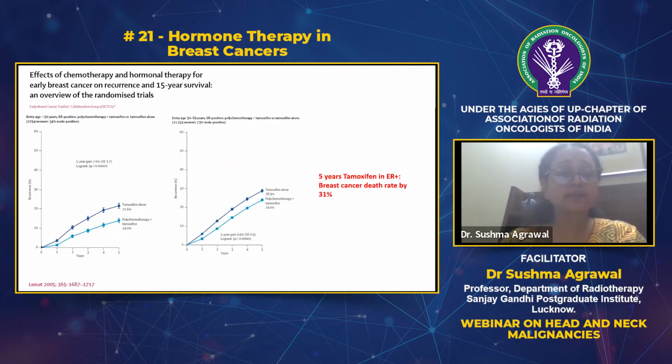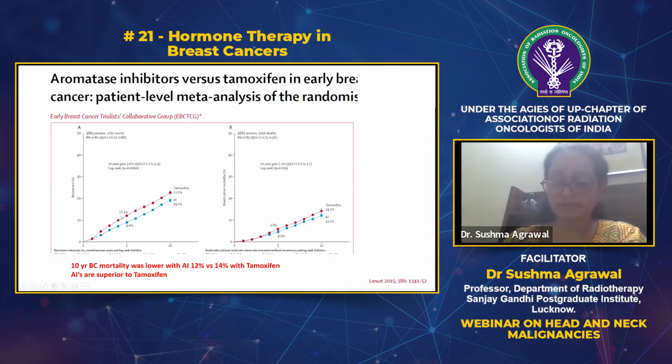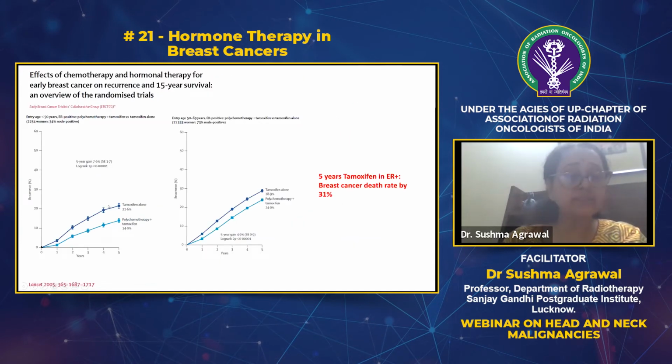Now next is the effect of age on the efficacy of tamoxifen. So if you see the younger women, that is premenopausal, less than 50 years, and here you can see that with tamoxifen, if the recurrence rate was 21%, it further decreased to 14% with addition of chemotherapy, while the same benefit is not there in older women.